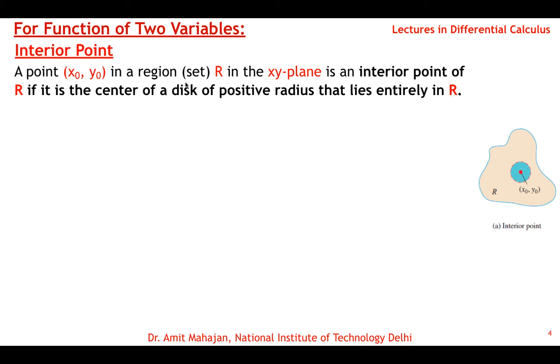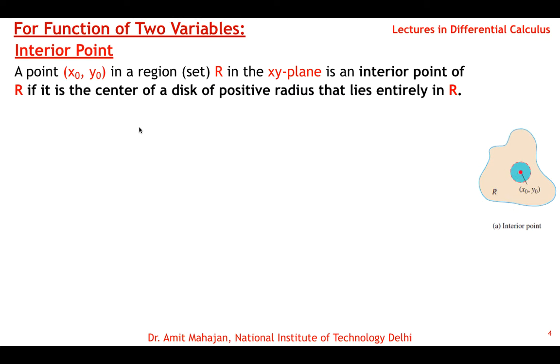Okay, so any point in the region will be called an interior point if at that point we can draw a disk centered at that point such that every point in the disk lies entirely inside the region. Okay, so if it is possible to draw a disk with center at this point and such that every point of the disk is entirely in the region, then we call this point an interior point.